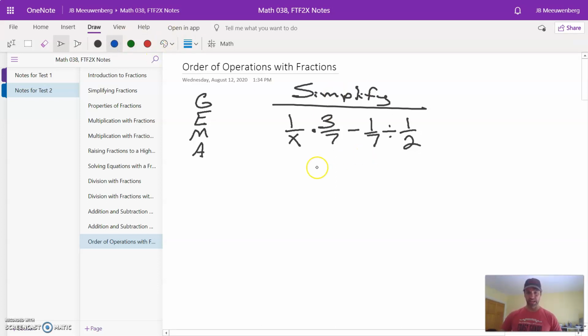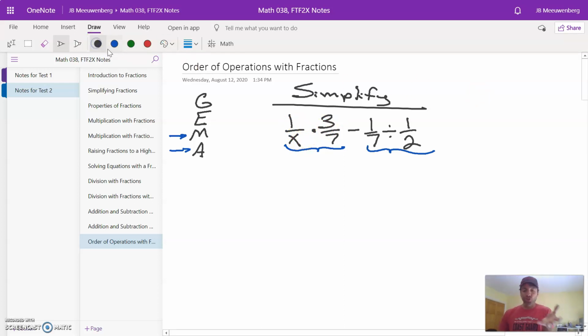So when I look at this, I see 3 operations: times, minus, divide. So the multiplication and division fall into the multiplicative operations, and the subtraction falls in the additive operations. So I have to do this one first, then I'll do this one, and then I'll take those two results and I'll subtract them. So let's start with this first one, 1 over x times 3 over 7.